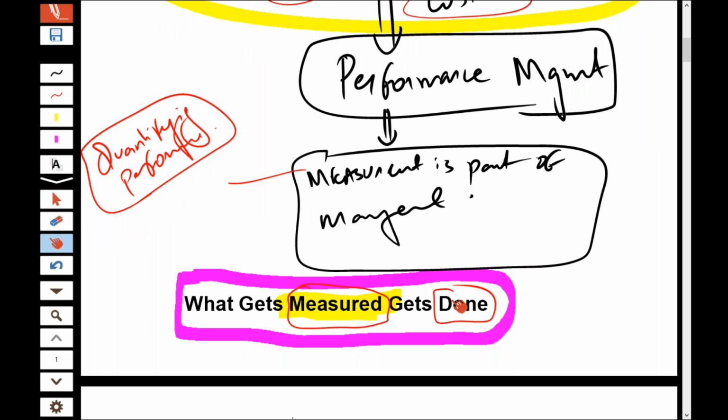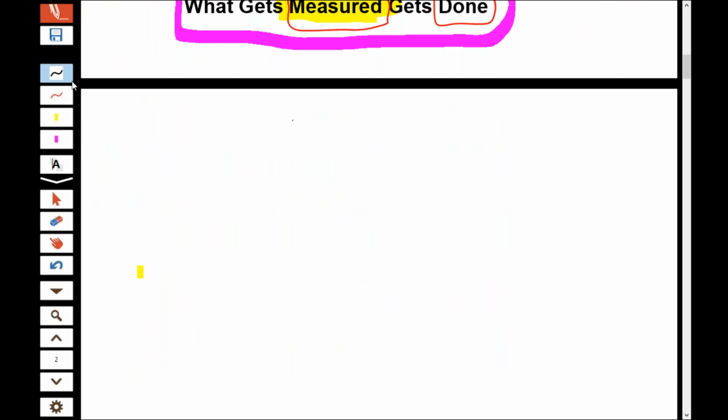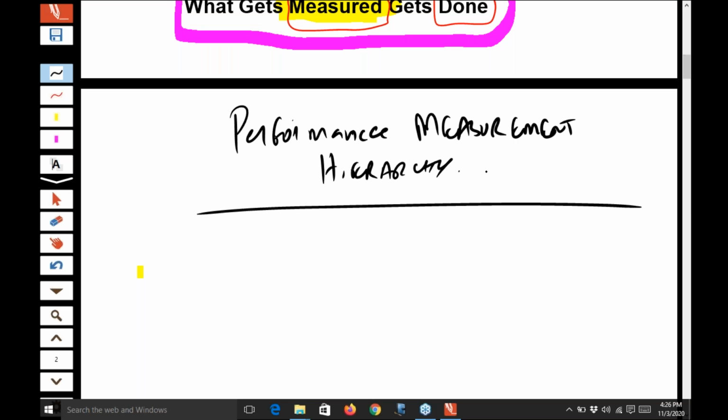So this is basically a general introduction to performance management and performance measurement. I'm going to move a bit forward and discuss further. The next aspect of performance management is that you need to understand the performance measurement hierarchy. Now, what exactly do you mean by this performance measurement hierarchy? Let's try to understand this.